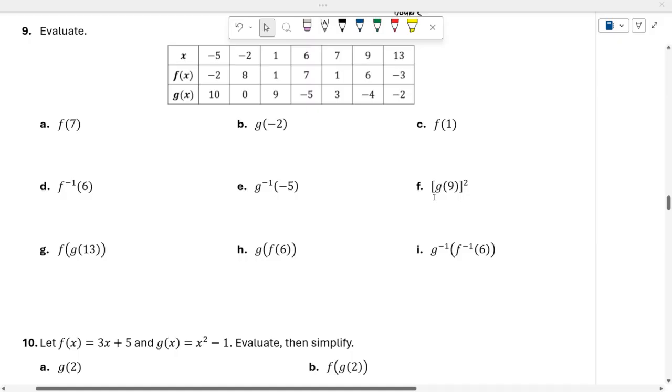Hello and welcome back to Summer Work Help for Calculus 1. In this video, we're going to be taking a look at question number 9. And the directions here are, one word, evaluate.